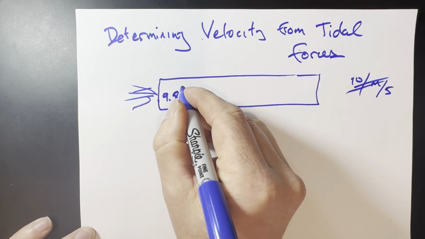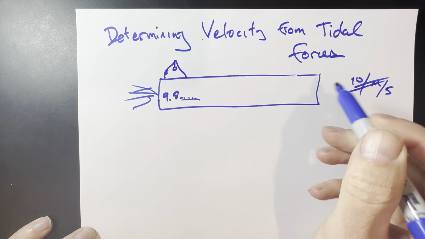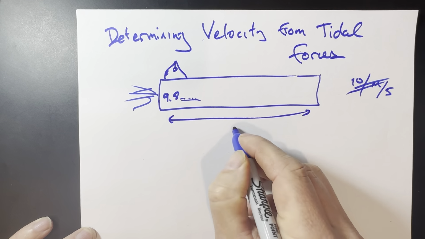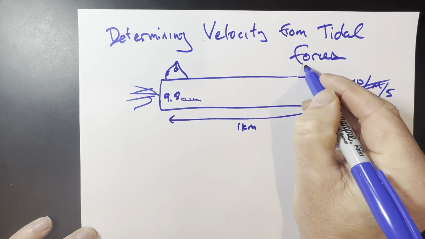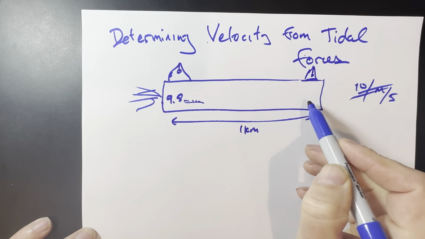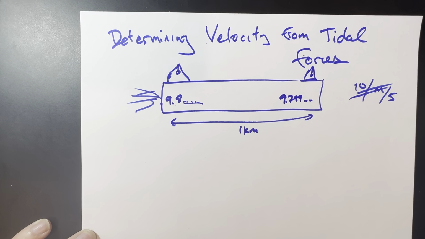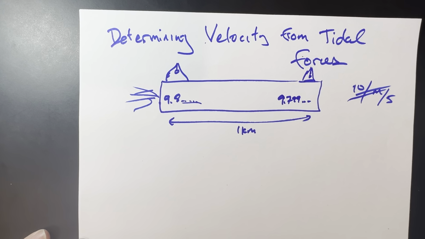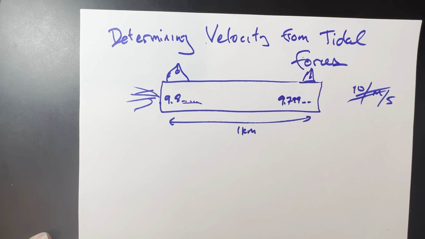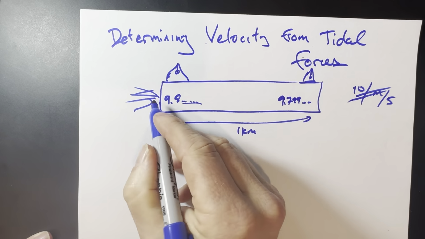You have an accelerometer here in this part of the spaceship. That's my accelerometer. And then this is 1 kilometer, and then you have another accelerometer here. And you notice that there's a slight difference, 9.799 something or other. Well, first of all, that's your tidal force. That tells you that you might not be in a spatially accelerating object. Actually, so we don't know.